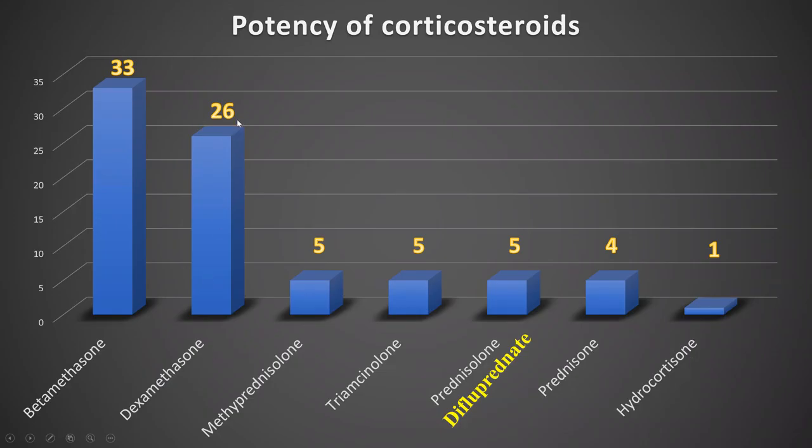followed by the dexamethasone 26 times, methylprednisolone 5 times, triamcinolone 5 times like hydrocortisone, prednisolone or the difluprednate 5 times like the hydrocortisone. And the difluprednate is like a defluorinated derivative of the prednisolone with potent anti-inflammatory activity. So it was just manufactured to be more potent than the prednisolone, so that it can be given at less frequency. Prednisone 4 times the hydrocortisone, and the hydrocortisone will be the minimum.